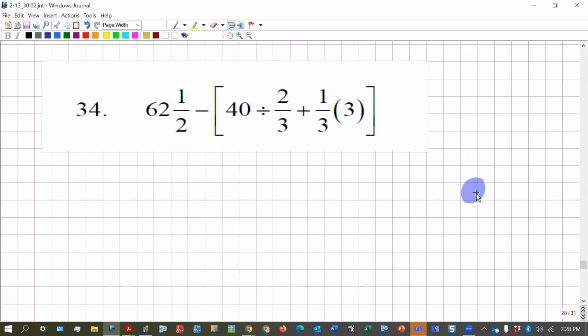The very beginning of 34 looks like it says 62 times 1/2, but it's really a mixed numeral, which is why we don't like mixed numerals in algebra, because it's hard to know. Are we supposed to multiply or are we supposed to add them? But there's no multiplication symbol between them. Neither one of them is in parentheses. And so this is really 62.5.